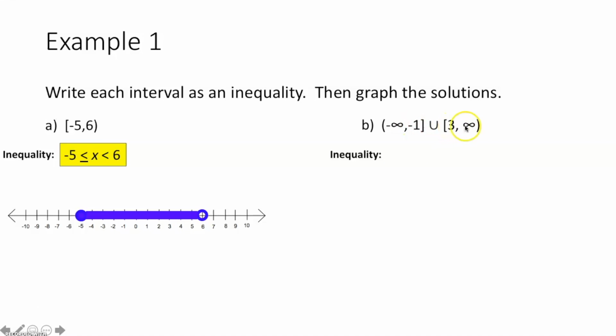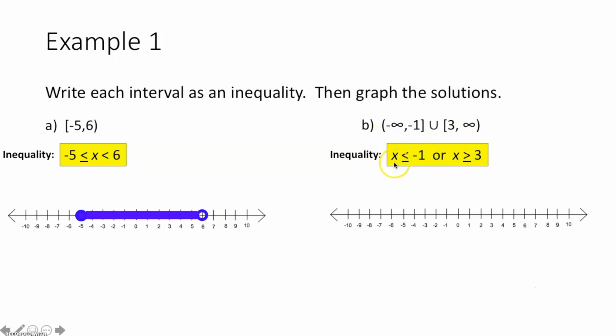Here we have from 3 to infinity. And you see how 3 is included? That means we want all x values greater than or equal to 3. Now again, because this is a union, that means this is an or compound inequality. Now when we graph this, it's going to be two separate inequalities.